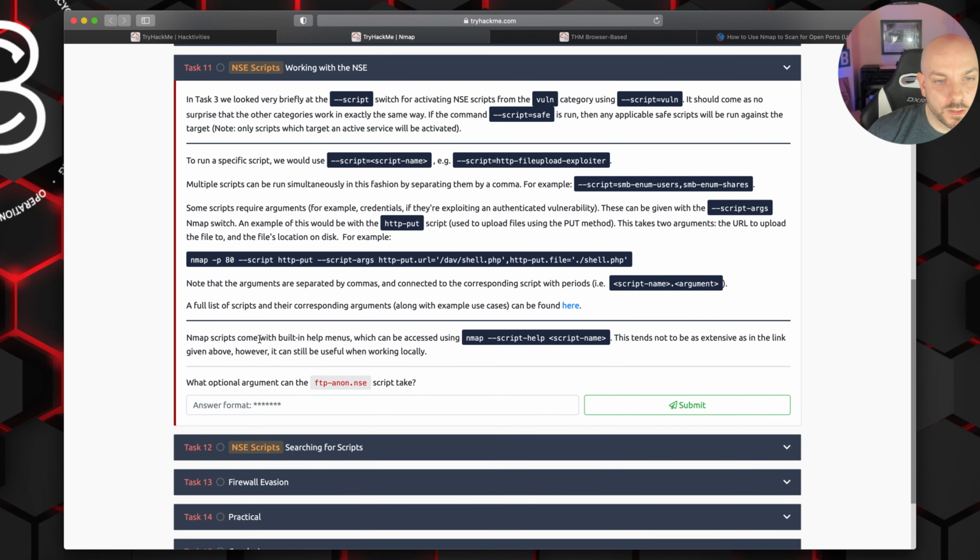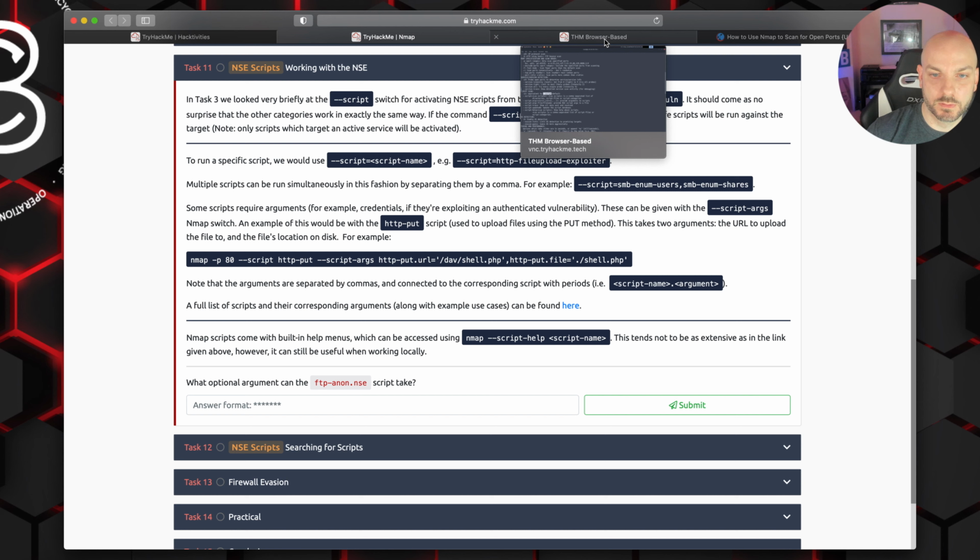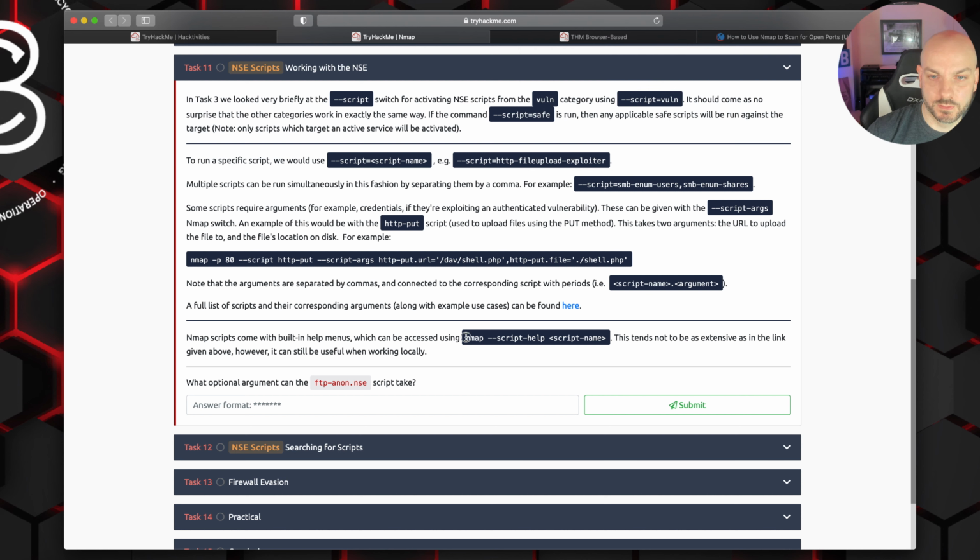NMAP scripts come with built-in help menus, which can be accessed using the nmap --script-help and then the script name. Okay. What optional argument can the ftp-anon.nse script take? All right, so let's go back over to this.